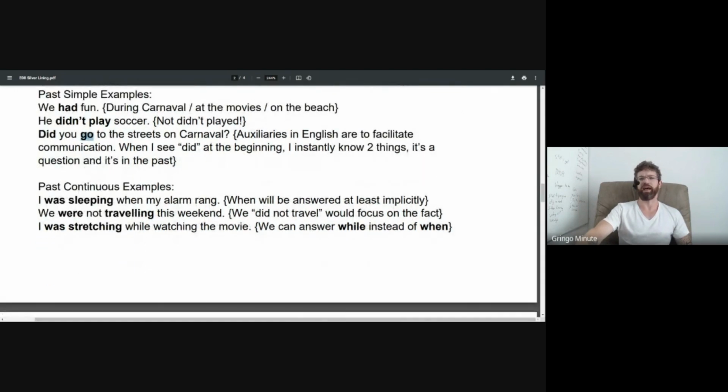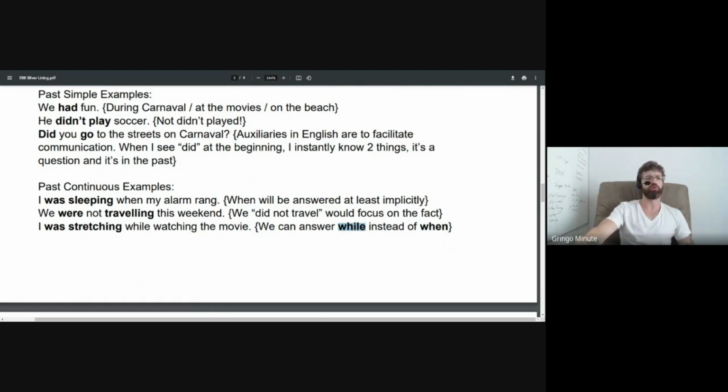Continuous focuses on an action. It should answer when this happened. I was sleeping when my alarm rang. We were not traveling this weekend. Or sometimes it will answer while. So, I was stretching while watching the movie.